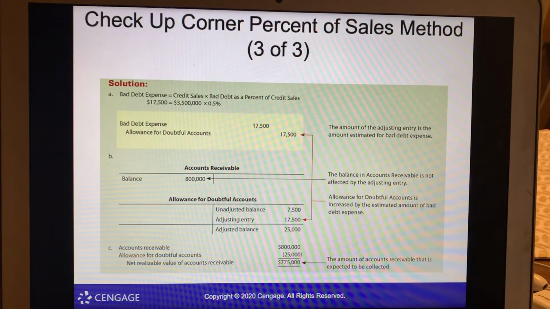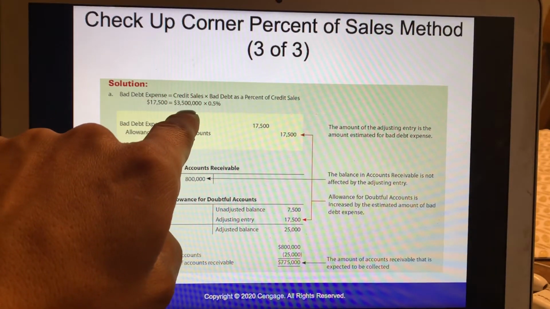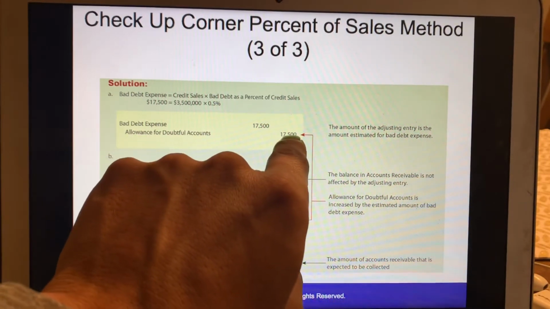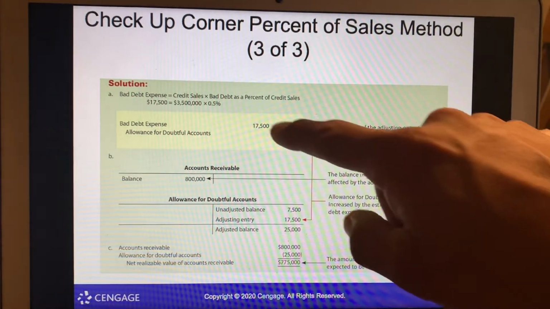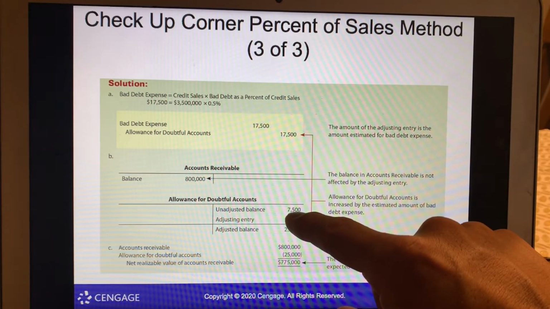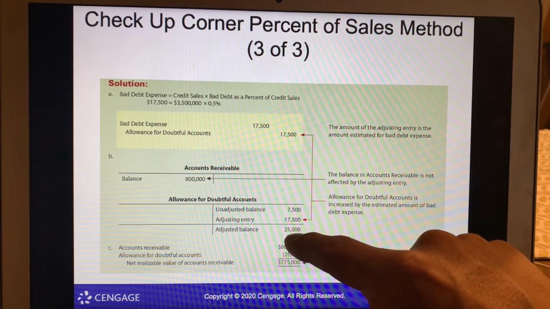So here's what it looks like. 0.5% of 3.5 million will be 17,500. So we create the bad debt expense, allowance for doubtful accounts. So that will go in there as an adjusting entry. So our 7,500 balance, we add 17,500, so our adjusted balance will be 25,000.